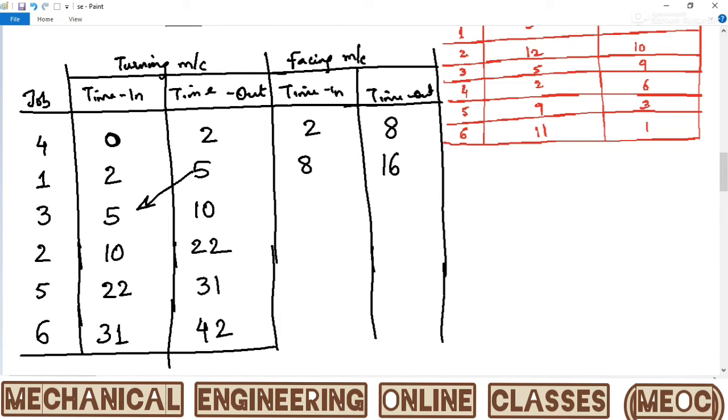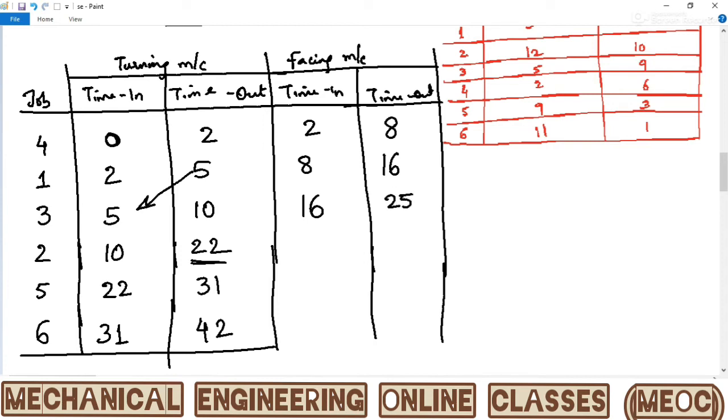Now the third job is out of the turning machine at the 10th minute. But here if we see, it has to then go to the facing machine, right? But till the 16th minute the facing machine is busy. So only after 16 minutes is it getting freed, then our job number 3 will go to the facing machine from the 16th minute only. So how many minutes is job 3 taking on facing? 9 minutes. So 16 plus 9 is 25.